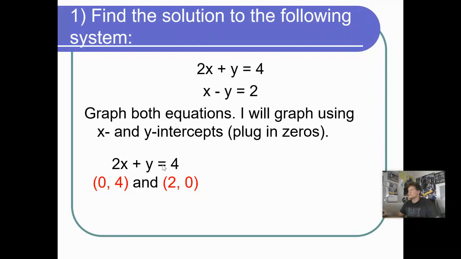Divide both sides by the 2. I get x is equal to 2. So there's my two intercepts for the first equation: 0, comma 4, and 2, comma 0.